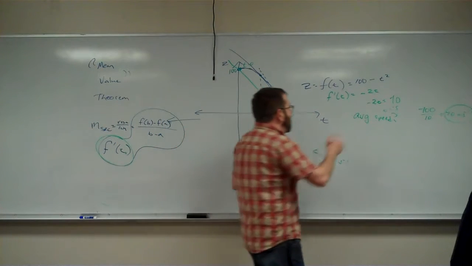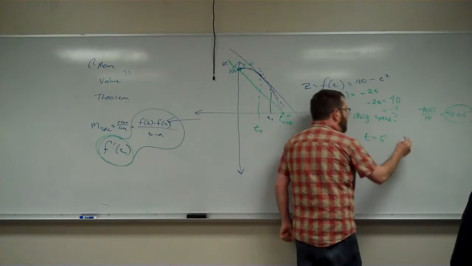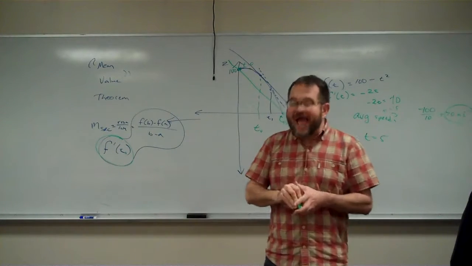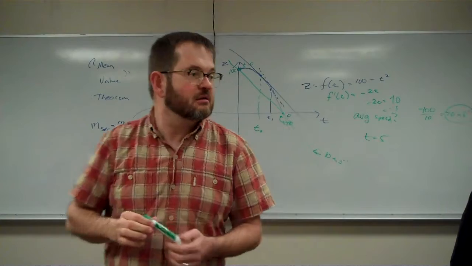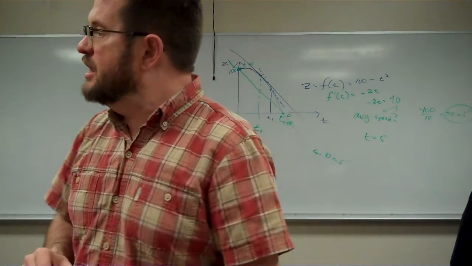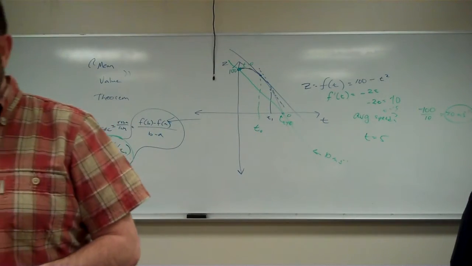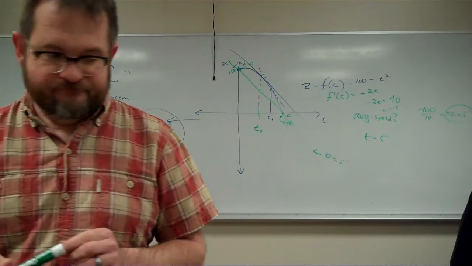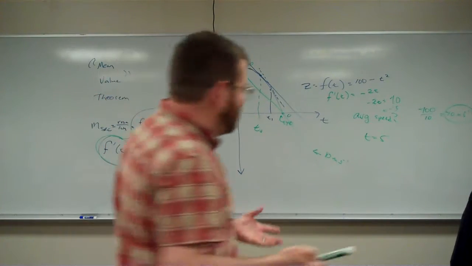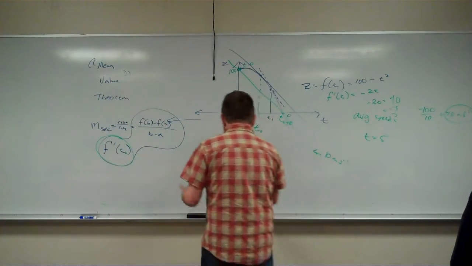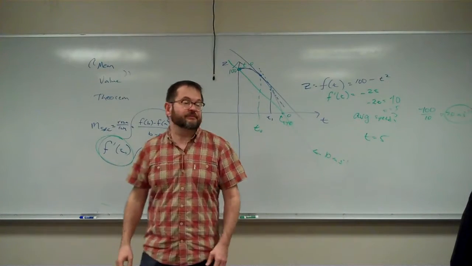So there was some time, apparently at t equals 5, where the ball was actually moving at the mean speed. Before that it was going slower, after that it's going faster. And that's it. Proving this thing's a mess.